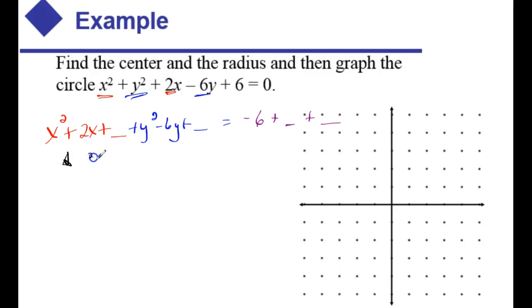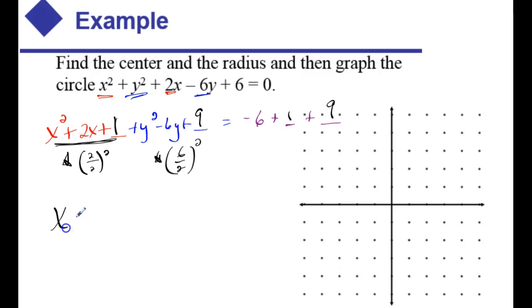Completing the square says take half this middle term and square it. So half of 2 is 1. 1 squared is 1, so I'm going to add that to both sides. Complete the square over here. 6 divided by 2 is 3. 3 squared is 9. So if you add 9 over here, add 9 over here.